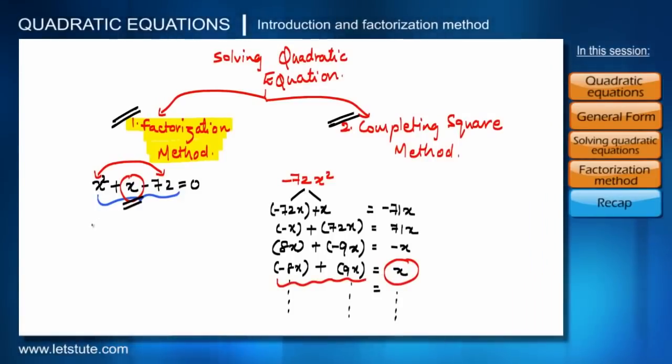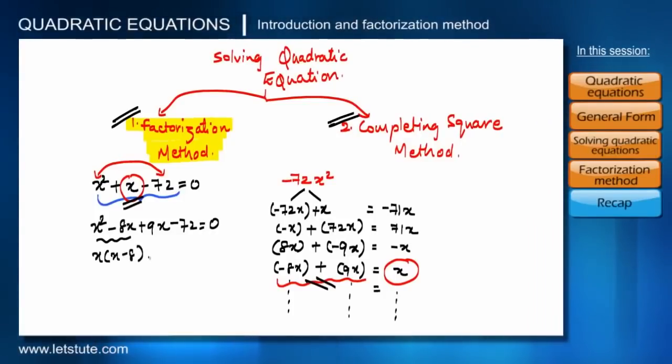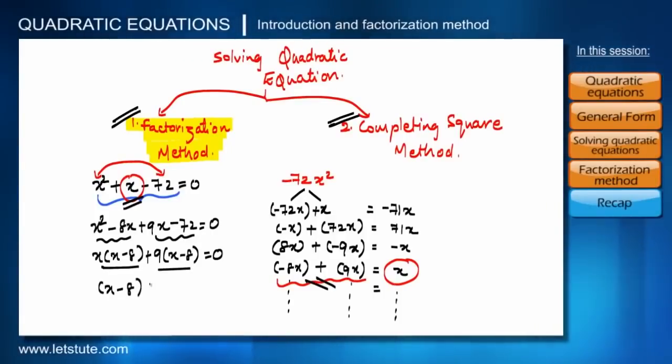So we can write this equation as x square, and in place of x we will write minus 8x plus 9x as we got over here, minus 72 equals to 0. So let's start with the first two terms. Let's see what is common between them. x is common, so let's take x common. We'll get x minus 8. Similarly, in these two terms we can see that 9 is common, so we'll take 9 as common. So we'll get again x minus 8 equals to 0. So from these two terms, x minus 8 is common, so let's take it out. What is remaining is x plus 9 equals to 0.